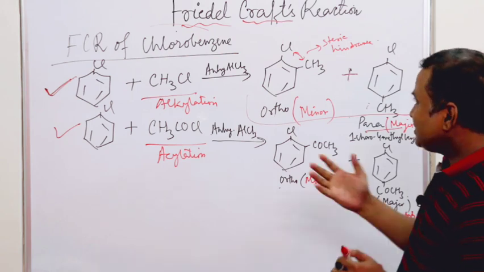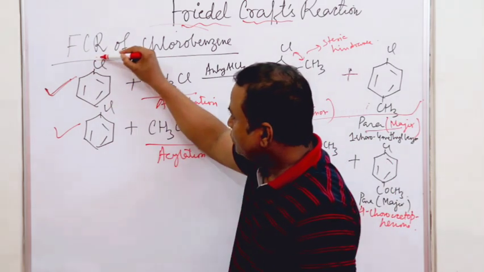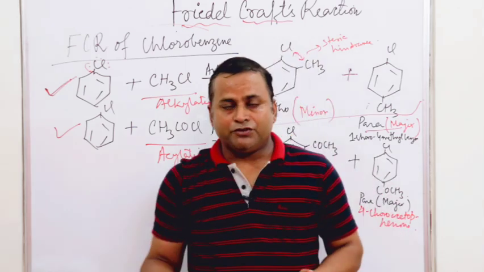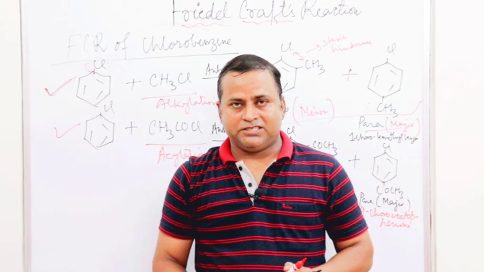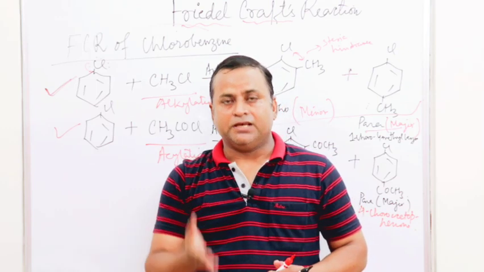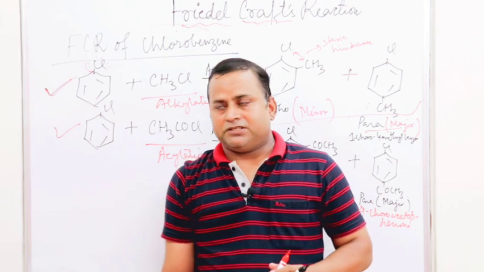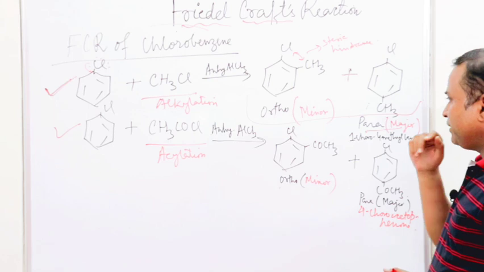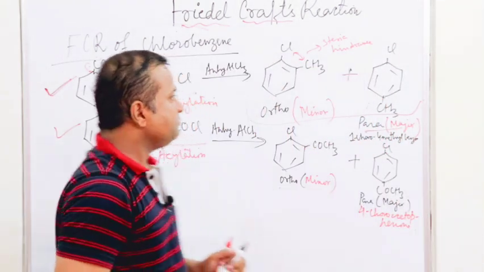And why is it that we are getting two products? Actually this chlorine has a lone pair of electrons, so this is in resonance, and when we draw the resonating structures we see that there is more electron density at the ortho and para positions, and it is the resonance effect which controls the reactivity of the reaction. So that's why we are getting two products, ortho and para, and out of them it is the para product which is found in major amount.